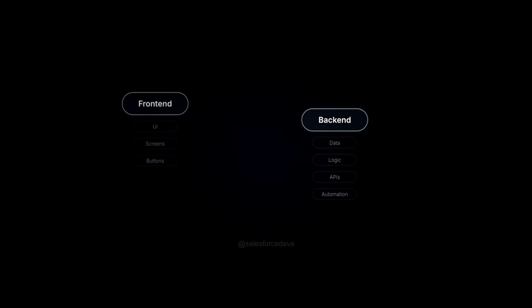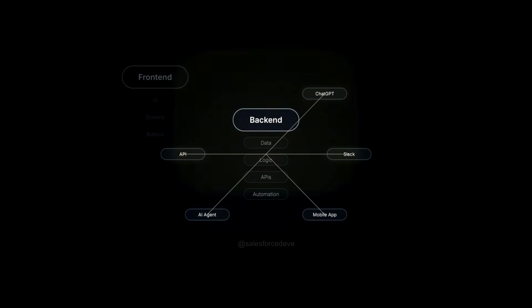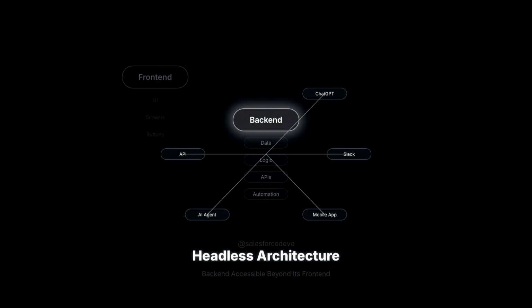Let's understand what exactly headless is. A web application or a piece of software has two parts, the front end and the back end. To work with the backend, users generally use the front end. In headless architecture, there is no dedicated front end and the backend is accessible without its front end. That's why it's called headless, because you can access the backend without the front end, which is the head of the application.